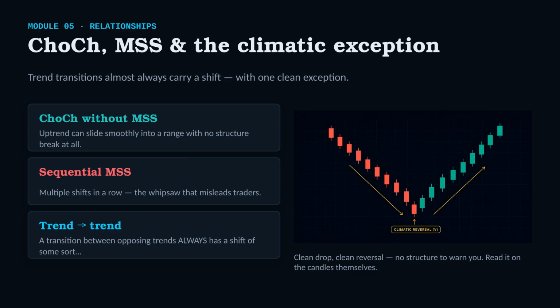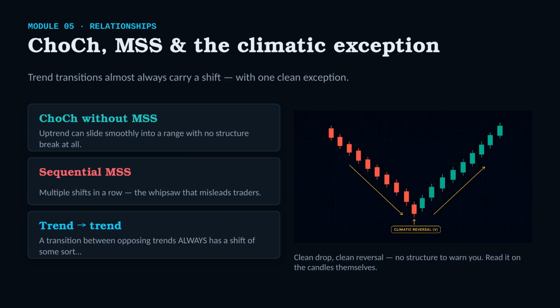But when we talk about a transition between opposing trends, there will always be a market structure shift of some sort. With exactly one exception, the climatic reversal. A climatic reversal is marked by a clean, accelerated movement to one side, followed immediately by a clean, accelerated movement to the other side. A V-bottom or a V-top. There is usually no development of structure that will help you anticipate the reversal at all.